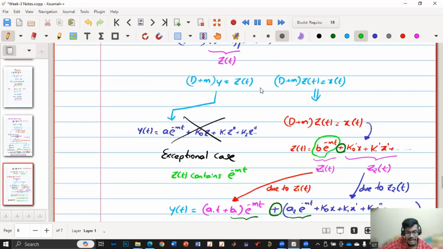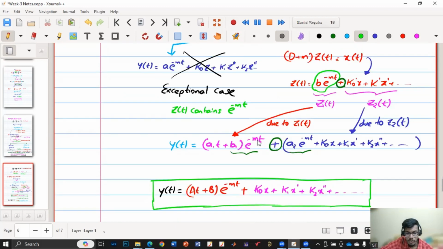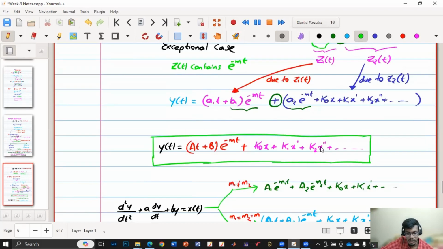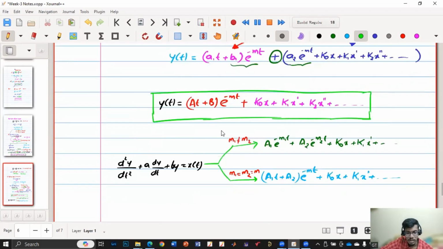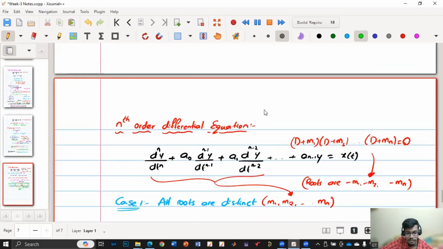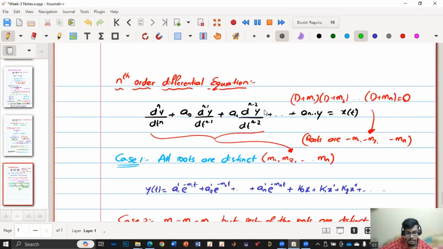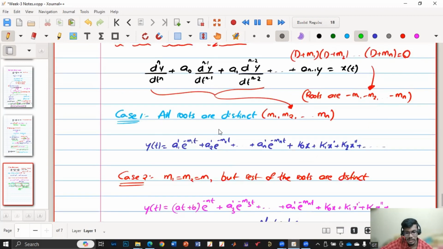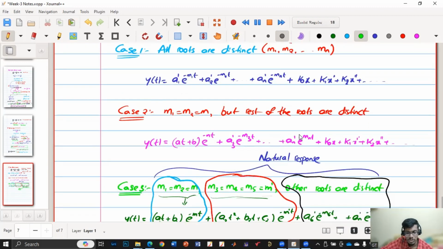So we'll get alpha plus beta t into e to the power minus mt, and the other part will become exponential, forced response. So using this result, we have again understood the theory behind nth order differential equation. If all are distinct, we'll have n exponential terms and the rest of the forced response term.